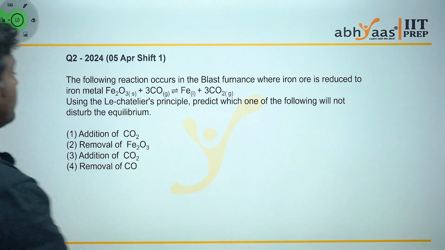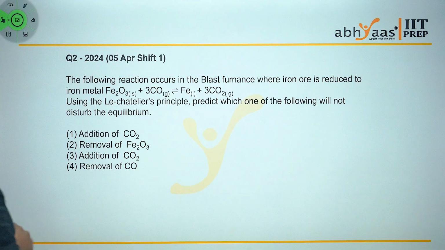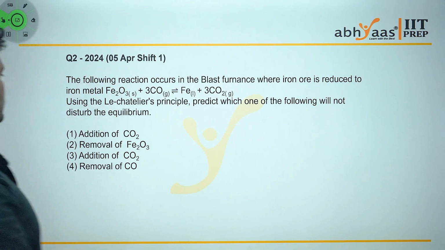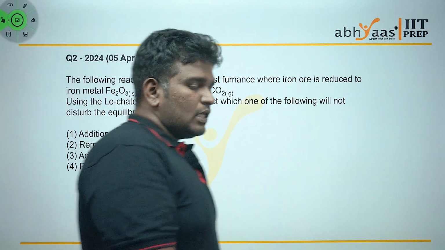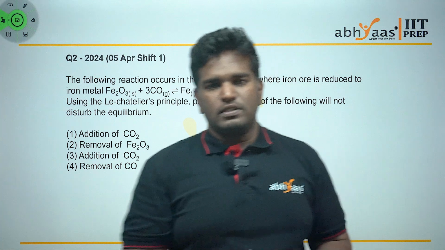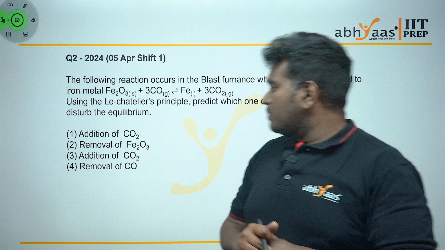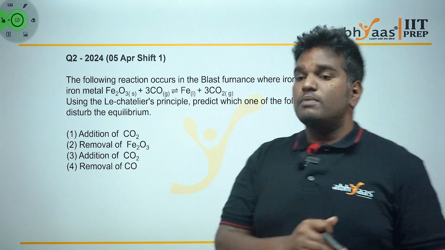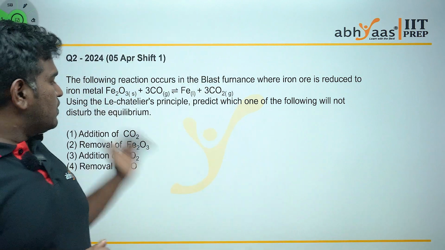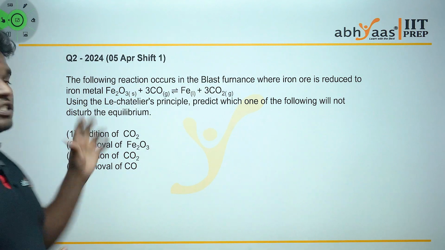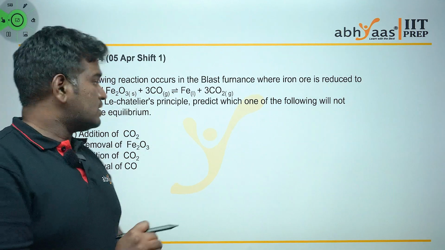Right. The following reaction occurs in the blast furnace where iron ore is reduced to iron metal, and the reaction is given here. Using Le-Chatelier's principle, predict which one of the following will not disturb the equilibrium. So we have a chemical reaction and they are suggesting some changes. What are they? Addition of CO2, removal of Fe2O3, addition of CO2, removal of CO. And they are asking which of these steps, removal or addition, will not change the equilibrium. Can you just think about that?